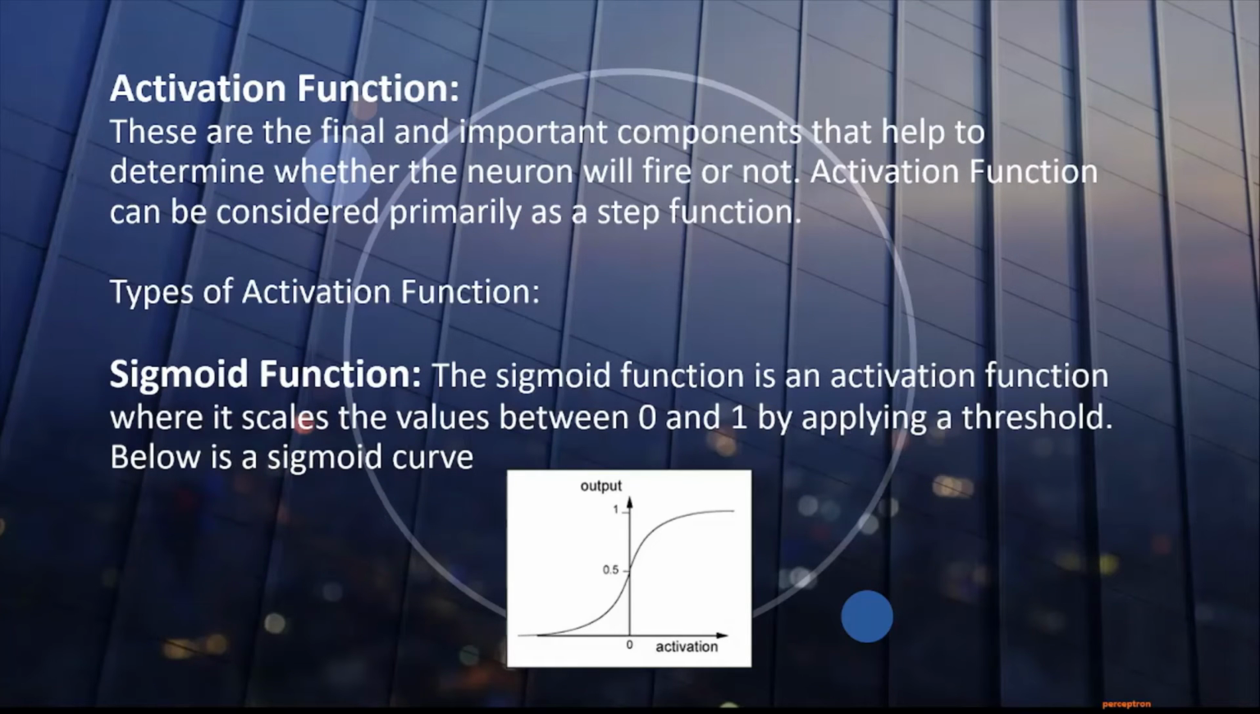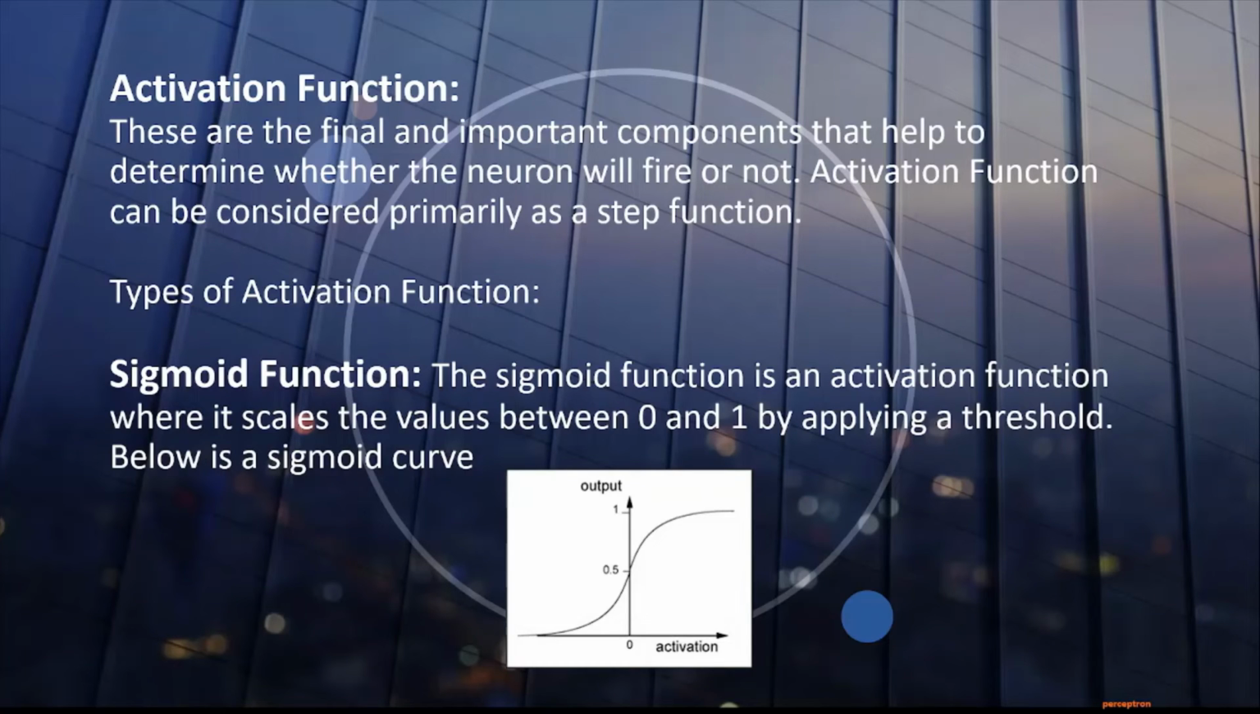Activation function. Activation functions are the final and important components that help us to determine whether the neuron will fire or not. An activation function can be considered primarily as a step function. Now, types of activation function.